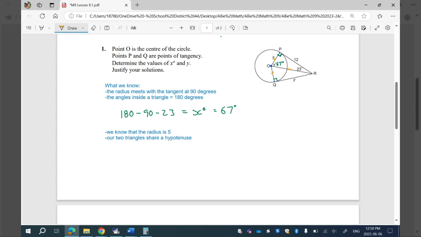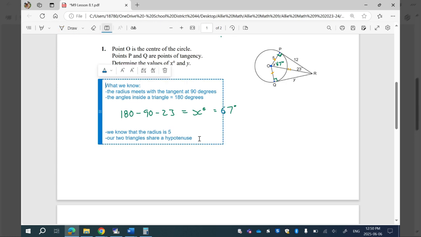That means, based on the Pythagorean theorem, that a squared plus b squared equals c squared.